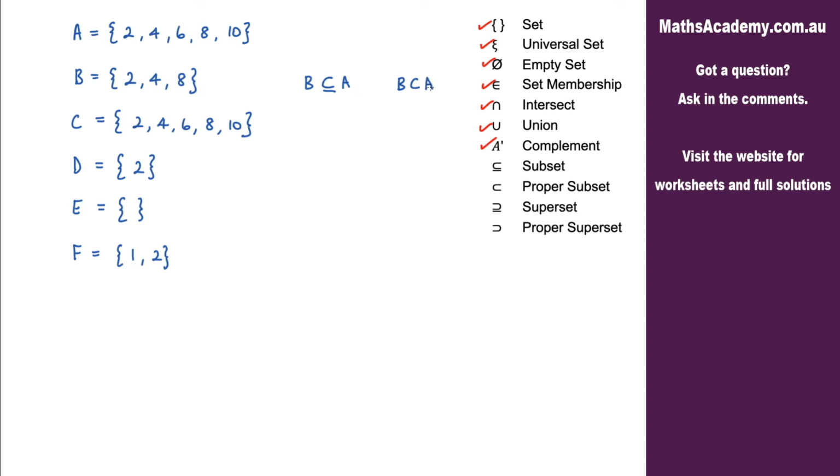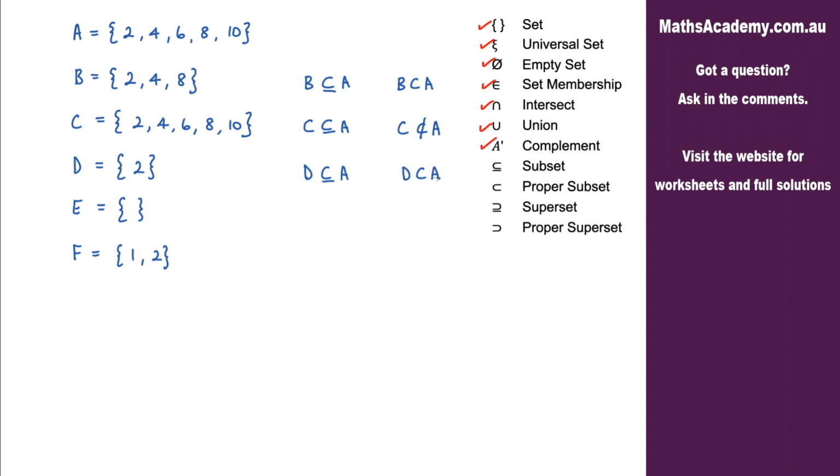In set C here, we have exactly the same elements in C and A. So C is equal to A. So what we need to say here is that C is a subset of A. We can't say that C is a proper subset of A. So C is not a proper subset of A. D contains one element. D is a subset of A. D is also a proper subset of A.